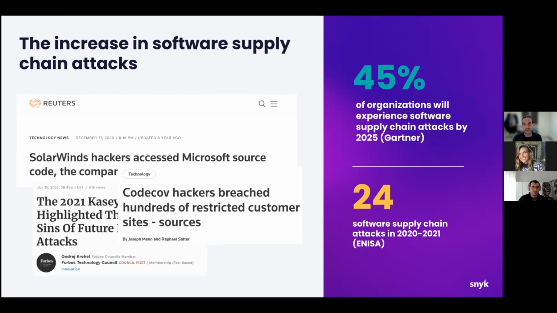So at this point, I'd like to hand things over to my colleague, Mickey, who's going to dive a bit into the ins and outs of a software supply chain attack, provide us an example so we can actually understand what's so unique about them. Mickey, all yours. Thank you, Daniel.